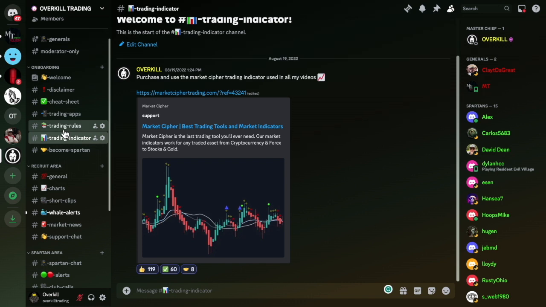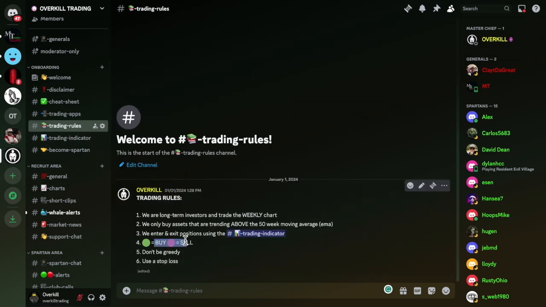And then what were the final rules here? Green means buy, red means sell. Number 5, don't be greedy. Do not be greedy. If you're up 500%, take some off the table. You can sell half the position and let the rest ride. I mean, you've got to take profits to make money.